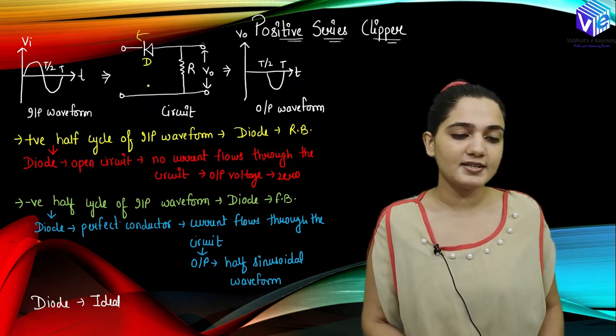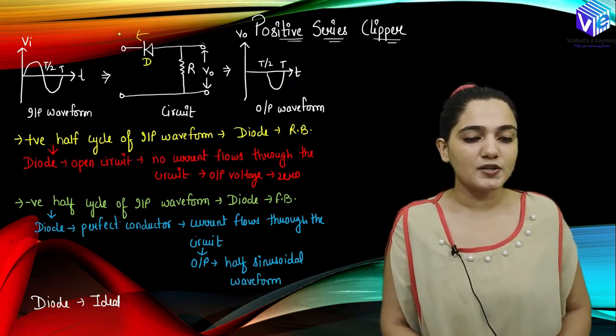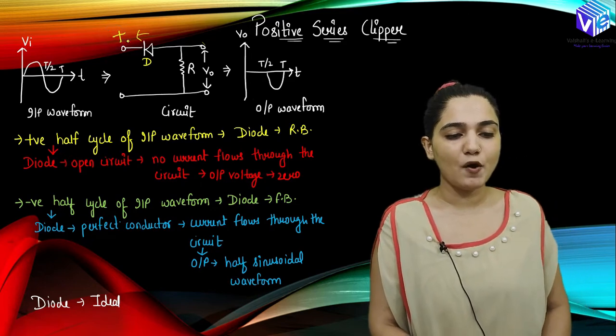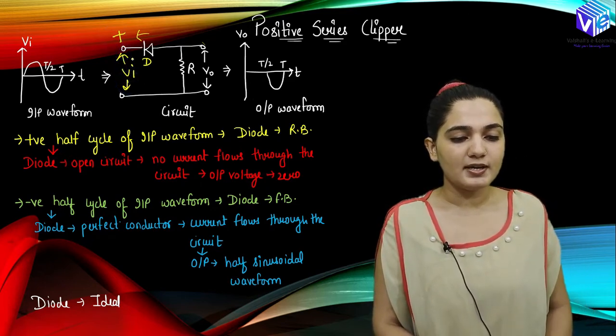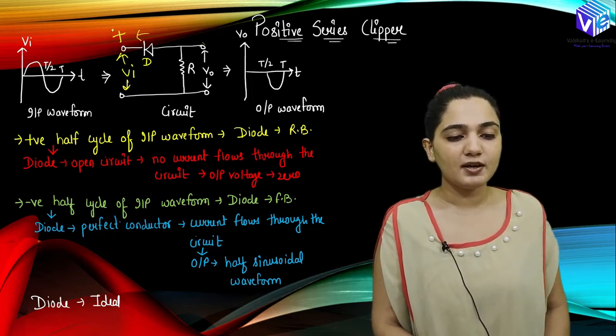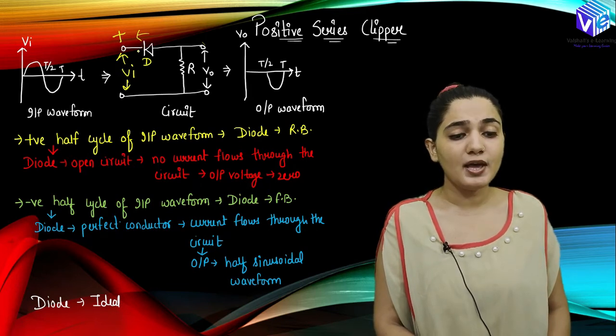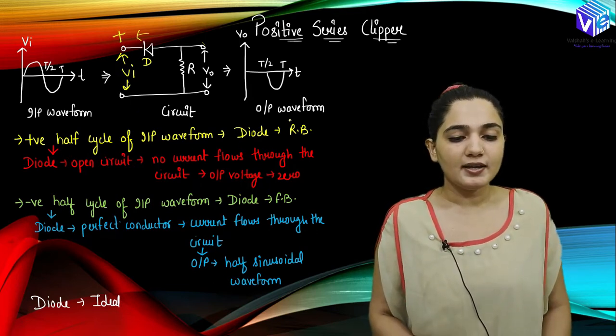Let's understand this. When we have the positive half cycle, we are applying the positive terminal here, and this is my input voltage Vi. When the positive terminal of the battery is connected to the N side of the diode, the diode will be reverse biased.